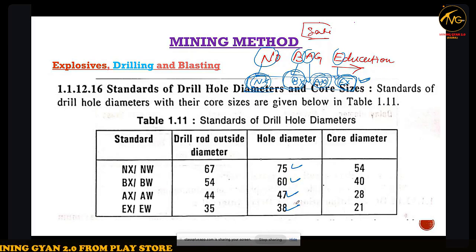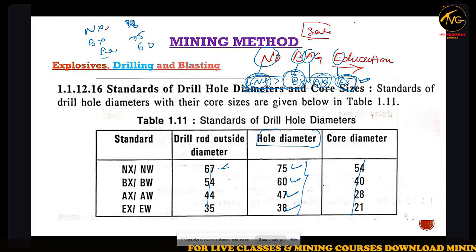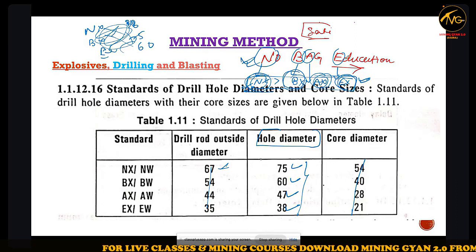And this data is similar. He can ask anything, but you should remember this. He may ask which has the biggest hole diameter, or he can compare, or he can give you NX, BX, EX and data like 38, 75, 60. Then you have to cross-match with the help of this trick, no back in education.